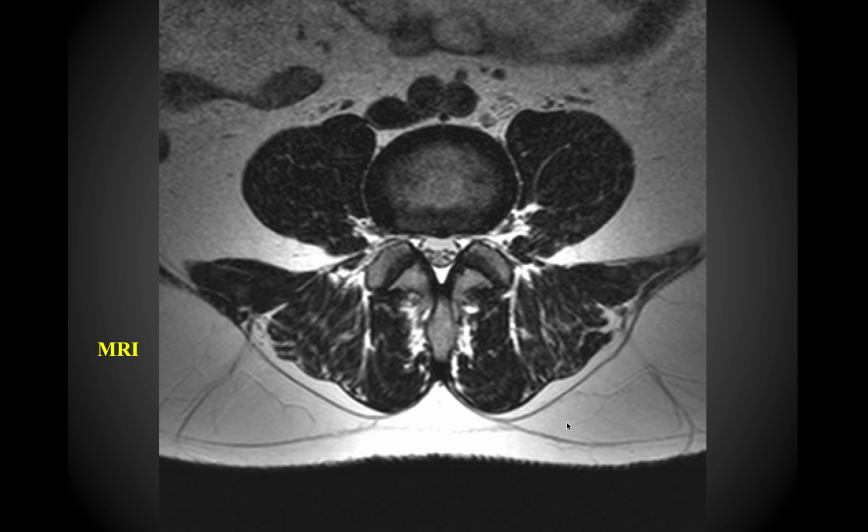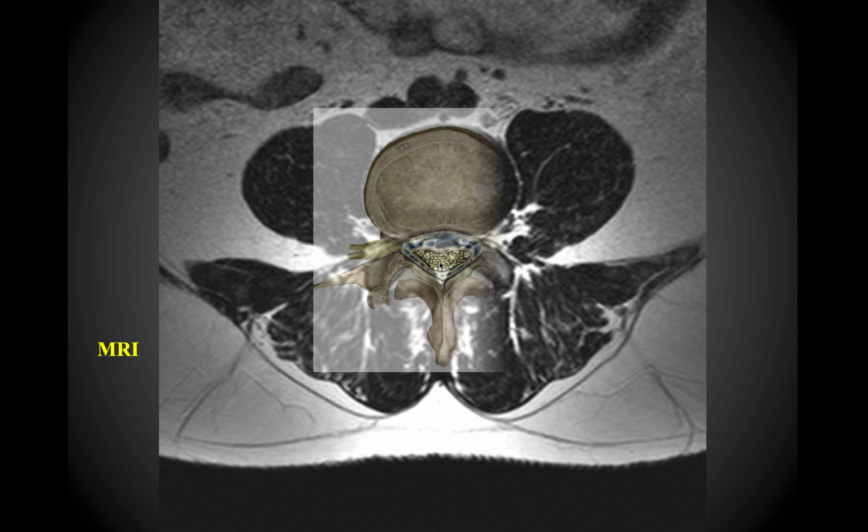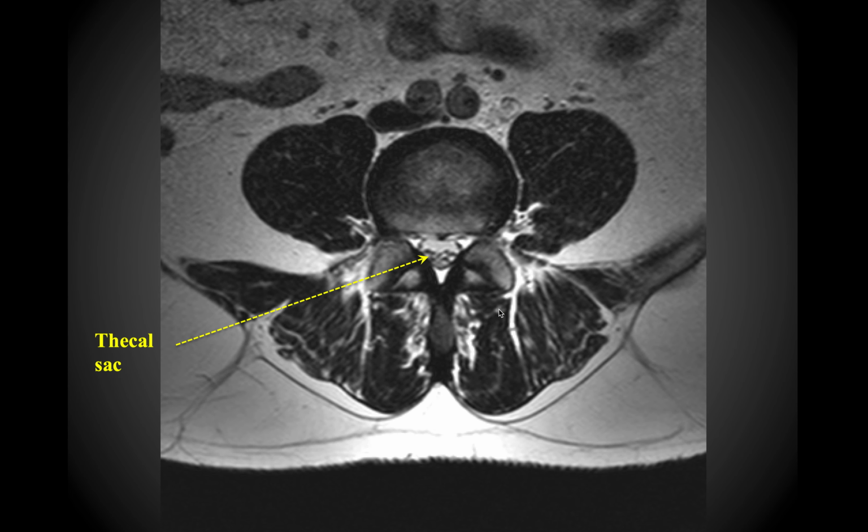Okay, so now we're looking at an axial MRI view of the spinal cord. So once again, you can see in this region, this is going to be where the cauda equina is in this patient. So you're looking at a large IV disc. You can see the thecal sac with the dark fibers here representing the nerve roots of the cauda equina. So here's kind of an overlay of basically what you're looking at, just to get a sense of where everything is.